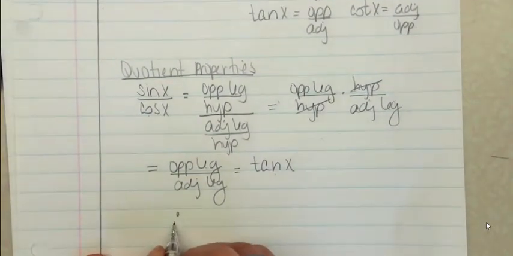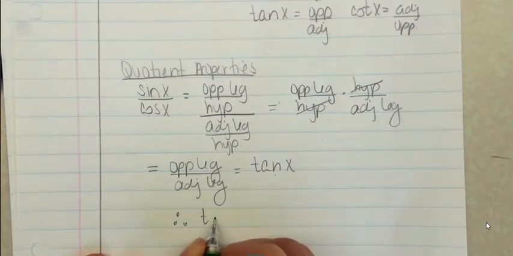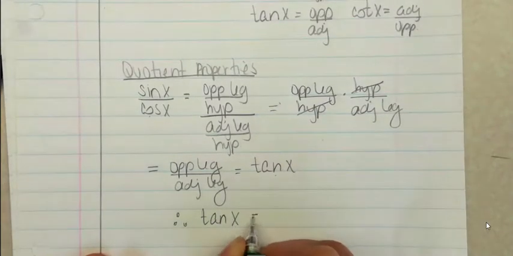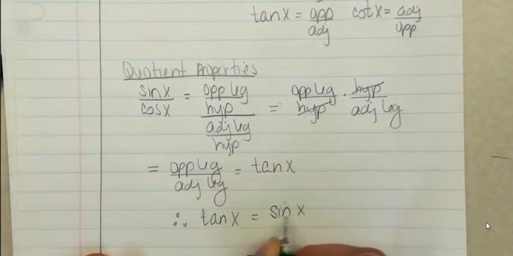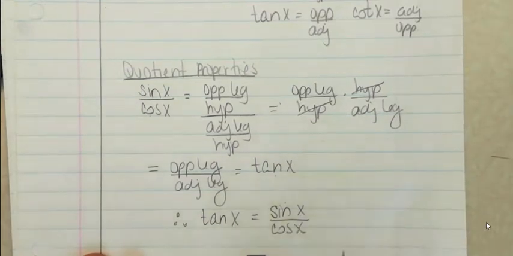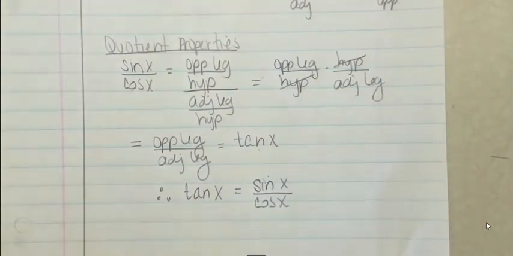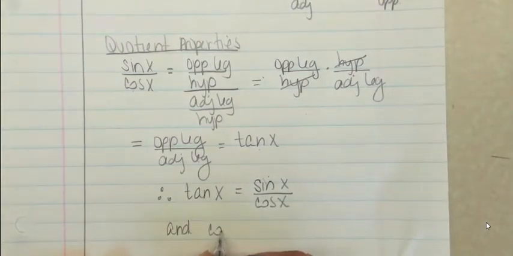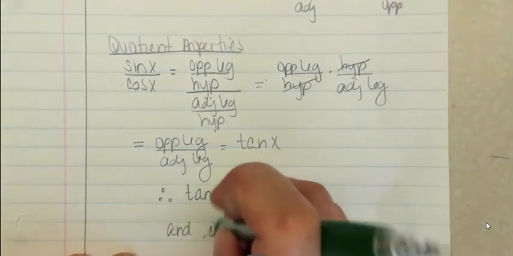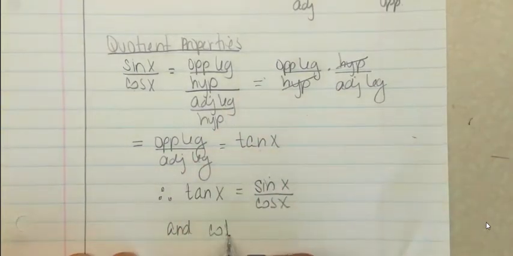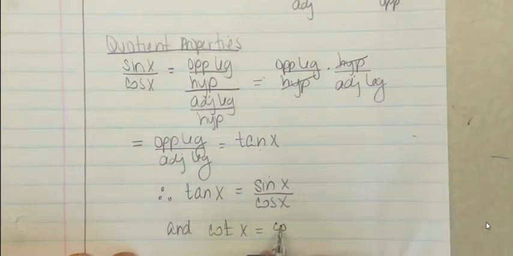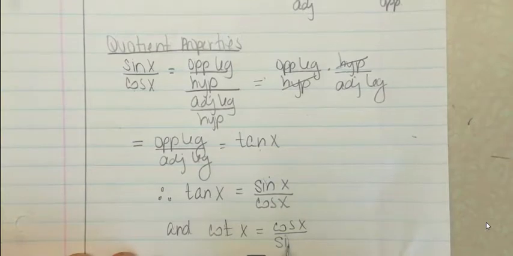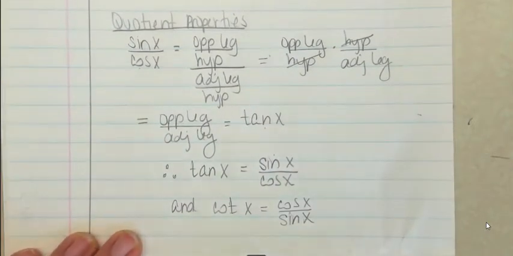Okay, so therefore, we can say that tan x is equal to sine x over cosine x, which then we also will know the reciprocal of that, right? That cotangent of x will then be cosine x over sine of x. Pretty cool, right?